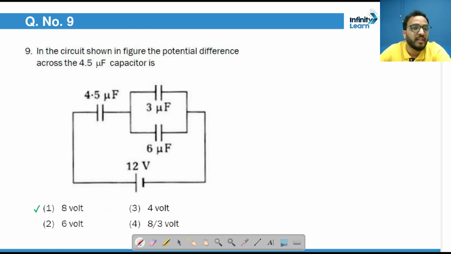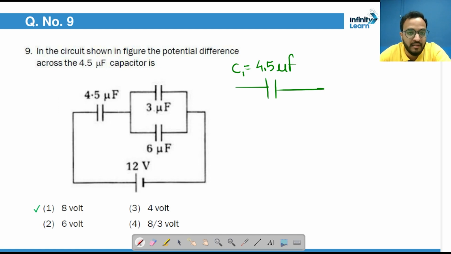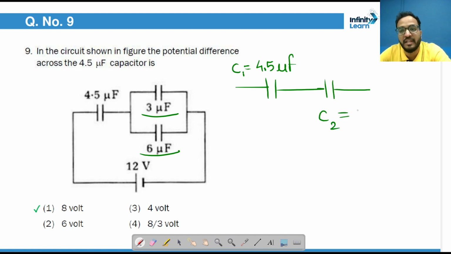Ninth question. In the circuit shown in the figure, the potential difference across the 4.5 microfarad capacitor is... okay, first of all, let's find out. See, if this is 4.5 microfarad, which is C1, and 3 and 6 are in parallel, what is the equivalent of them? You will say, sir, C2 will be 9 microfarad. Now, carefully we will solve this and we will build a logic.